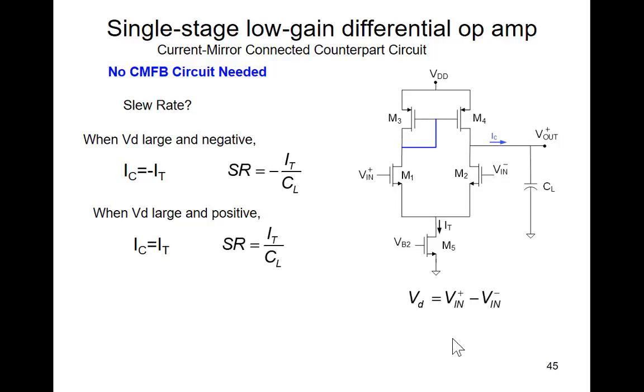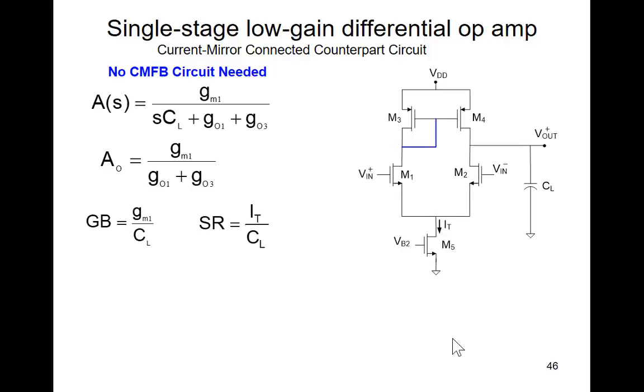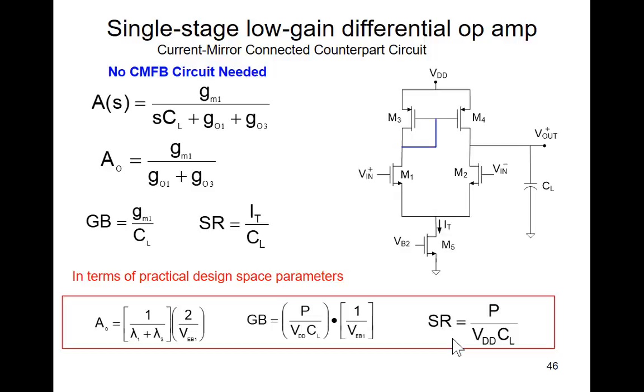So what does this do to the slew rate? Increases a factor of 2. So we double the slew rate with this current mirror on top. So that's another advantage of the circuit. Disadvantages, we lose a differential output. Advantages, we eliminate the common-mode feedback circuit, and we double the slew rate. And of course, double the gain and double the gain bandwidth product.